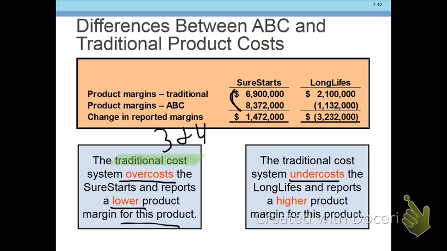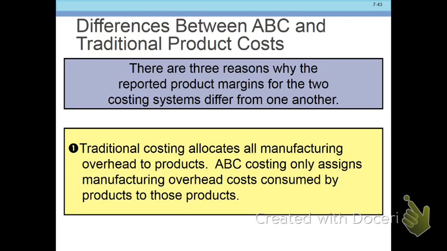It also undercosts the long runs and reports a higher product margin. The bottom line is that the stuff we studied in chapters 3 and 4 may not be the best way to cost your product, and this might be using activity-based costing. Keeping in mind, activity-based costing is very difficult to implement. Now there's a couple of reasons why this occurs.